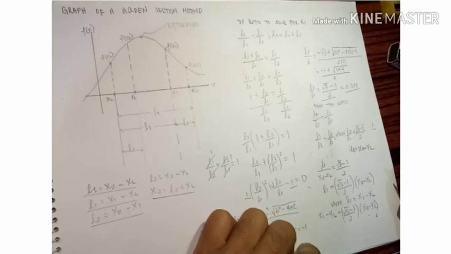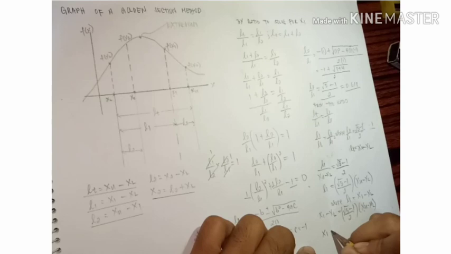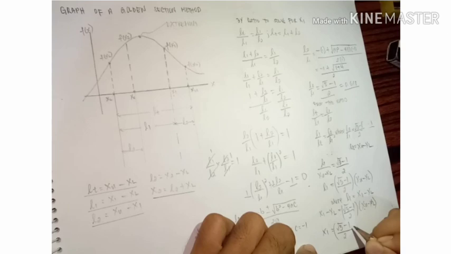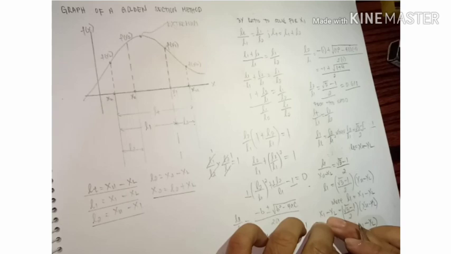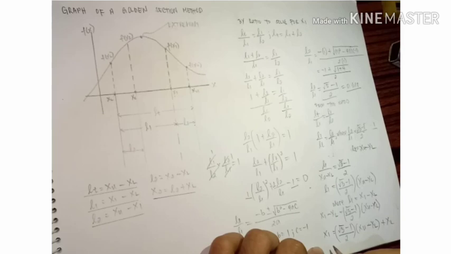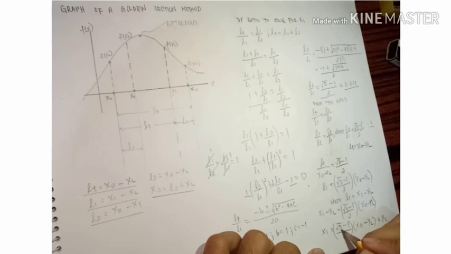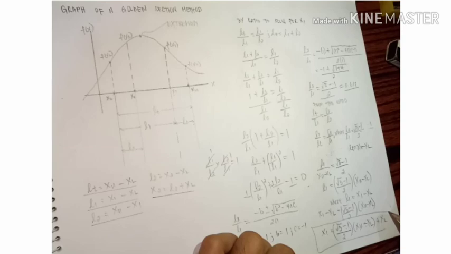Transposing x lower to the right to get the equation for x sub 1. Negative to the right will become positive, so this plus x lower. And this is the equation to solve for x sub 1. X sub 1 is equal to square root of 5 minus 1 all over 2 multiplied by x upper minus x lower plus x lower. So, we can use this now to solve for x sub 1.